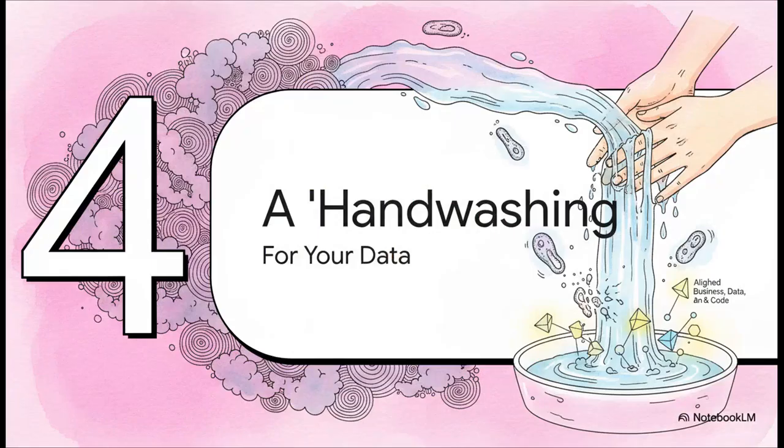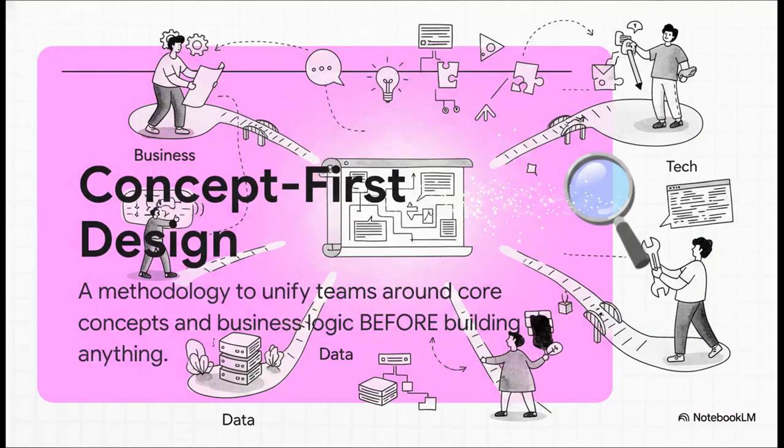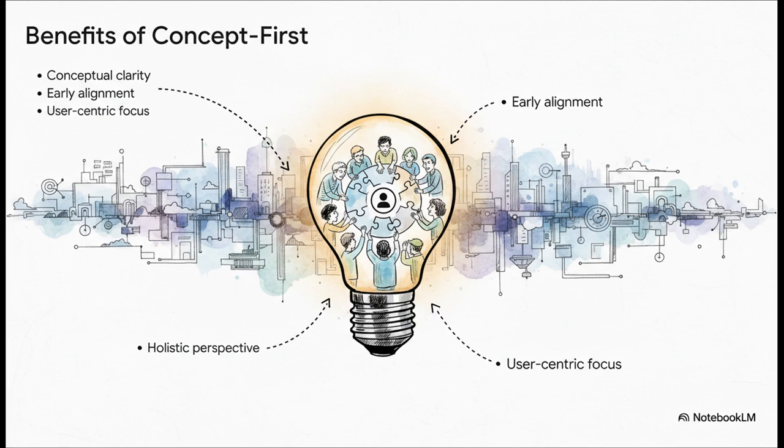So if all this misalignment and ambiguity are the invisible germs, what's the solution? What's the equivalent of Dr. Semmelweis's simple, powerful hand-washing for our modern data problems? Well, the book proposes something called concept-first design. It's all about getting everyone, the business folks, the data folks, the tech folks, to agree on a single shared map of the core ideas and the business logic before a single line of code gets written or a single dashboard gets built.